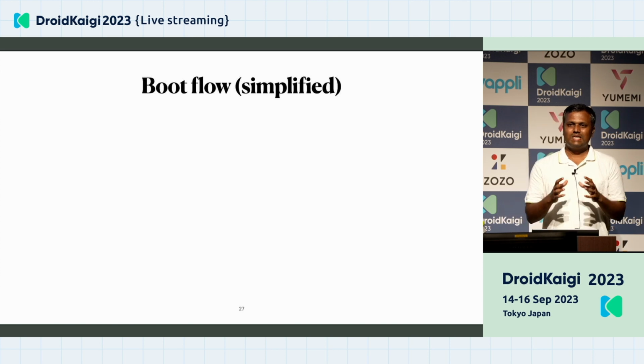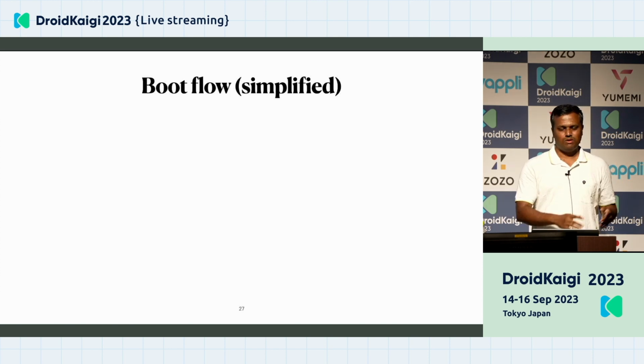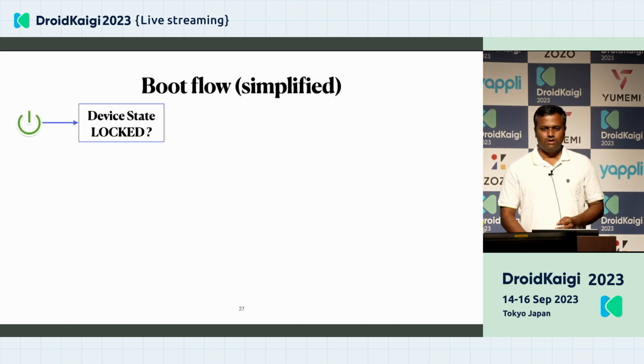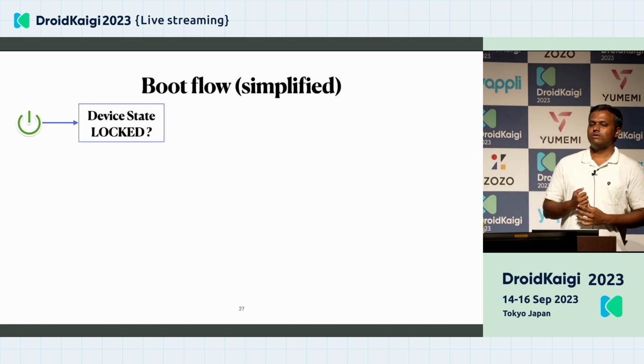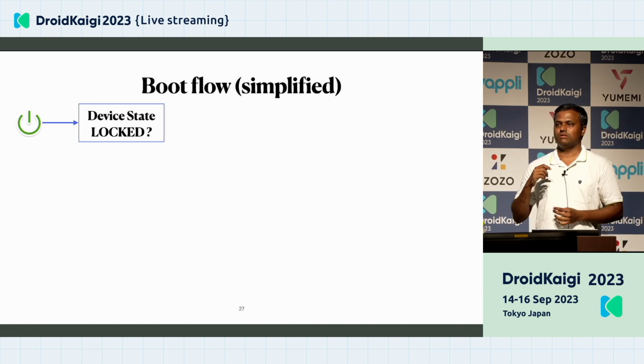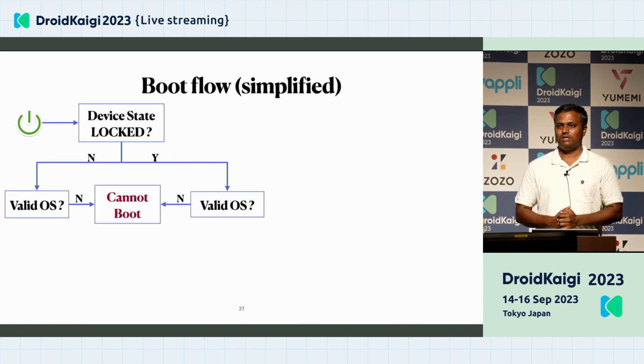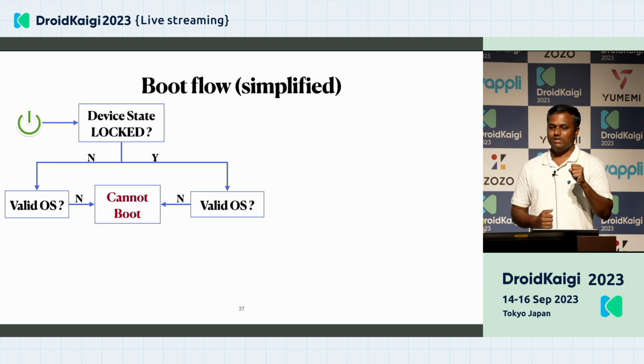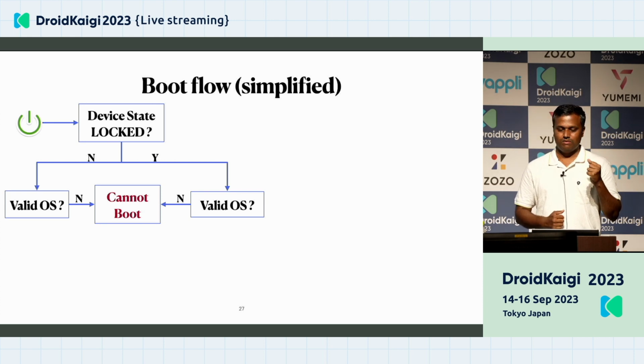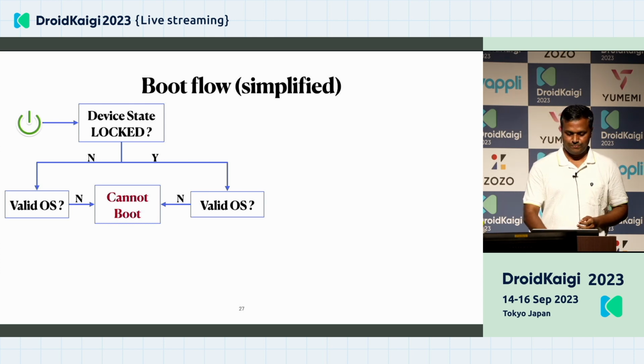So let's recap everything which we have seen in the last couple of slides. When you turn on the device, first the bootloader will check whether the device is locked or unlocked, and irrespective of the result, it will check whether the OS image is valid or not. If it has any issue or if it is not valid, then you cannot boot basically.